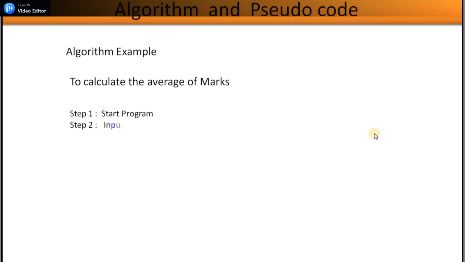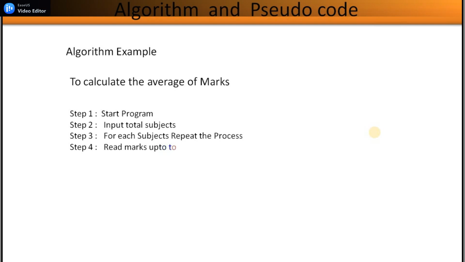Now, an algorithm example. To calculate the average of marks for the student. Step-by-step process. Step 1, start program. Step 2, input total number of subjects. Step 3, for each subject, repeat the process. Step 4, read the marks for each subject and add the marks to the total.